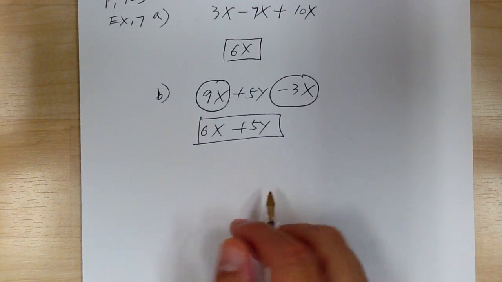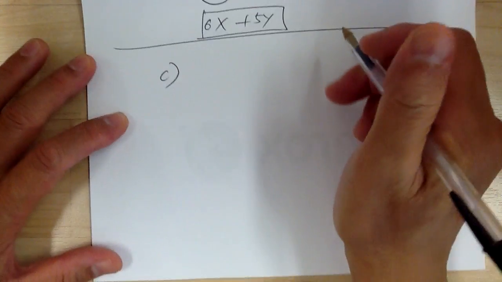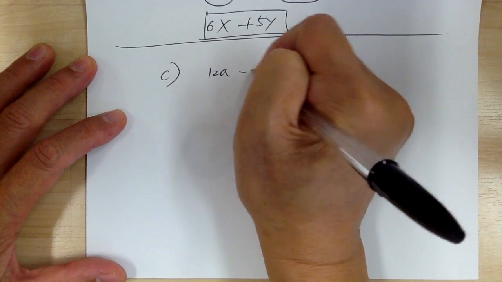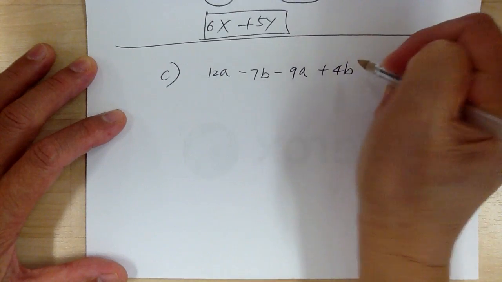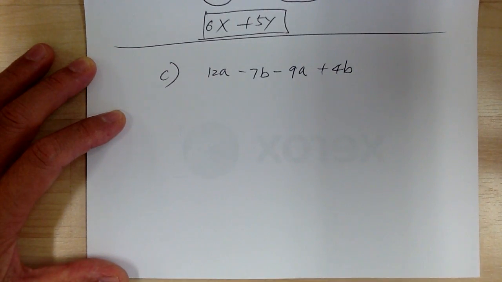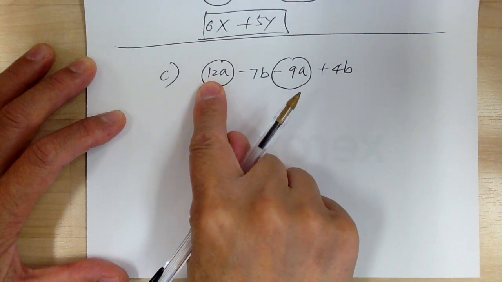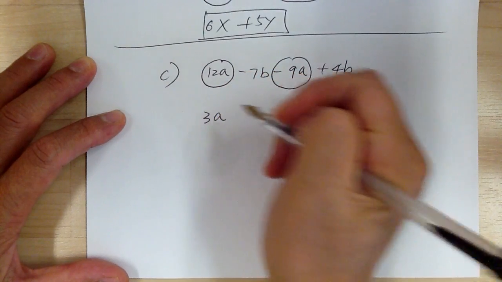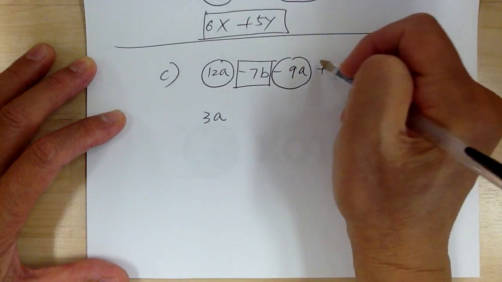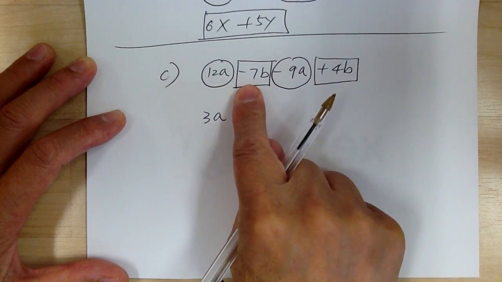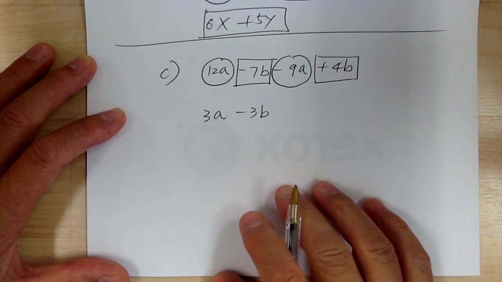Now let's go to example C. You have 12a minus 7b minus 9a plus 4b. So you have a and b. Again, you want to circle. I'm going to use a circle to combine these two. 12 minus 9 will give me 3a, right? Now for this one over here, again, I use different shapes so I can keep track of which one I did and which one I haven't. Negative 7b and plus 4b will be minus 3b. And that's your answer.